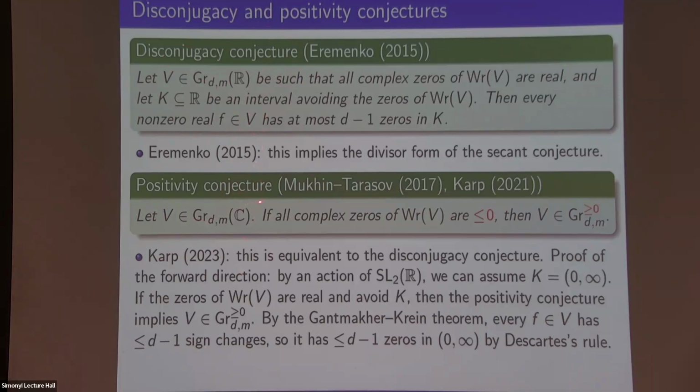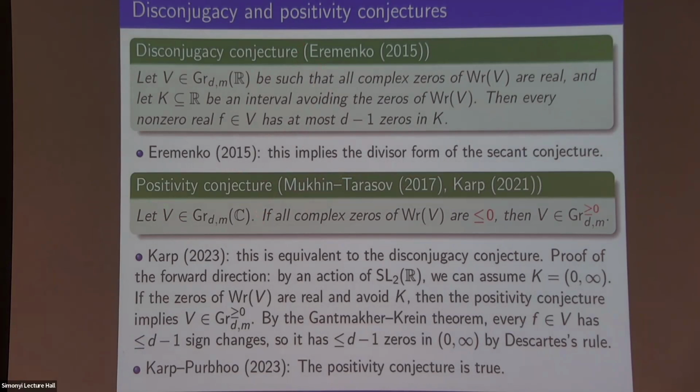The interesting part was proving the converse, which actually involves a new characterization of the totally non-negative complete flag variety. But as it turns out, what Kevin and I proved is that we actually proved this positivity conjecture, so we only need this easier implication. I just want to briefly explain that proof because it uses some stuff from the first part of my talk. So what I want to do is assume the positivity conjecture is true and prove this disconjugacy conjecture.